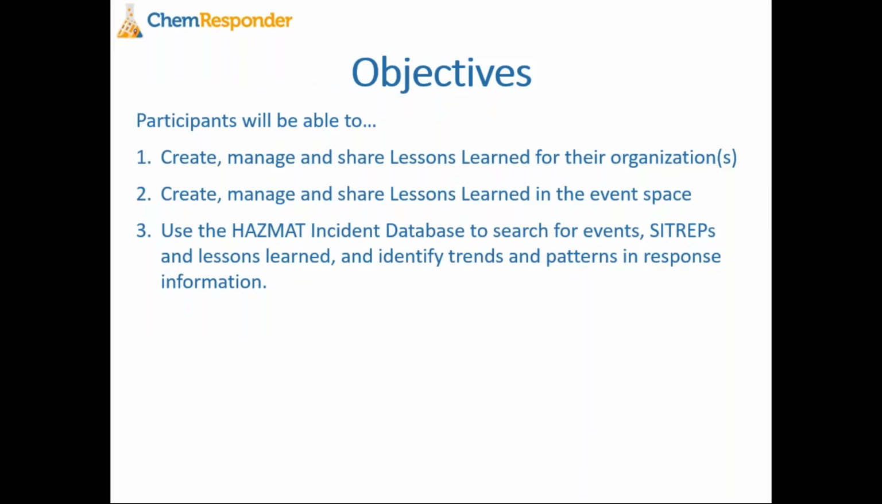So, 3 primary objectives we've got for our time. By the end of this, I expect that you'll be able to, first of all, create, manage, and share lessons learned for your organization or multiple organizations that you're part of. You'll also be able to create, manage, and share these lessons learned in the event space. And then finally, you'll be able to use the HAZMAT incident database to search for events, sit reps, and lessons learned, and identify trends and patterns in response information.